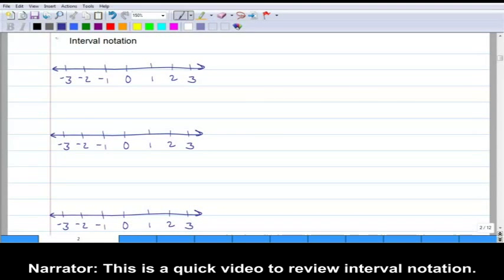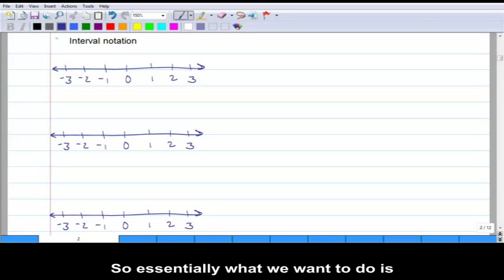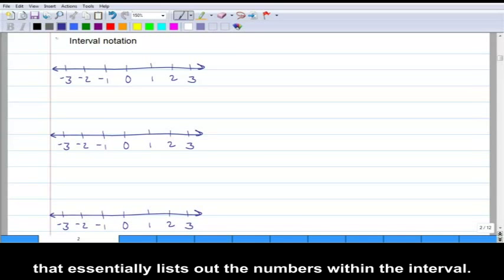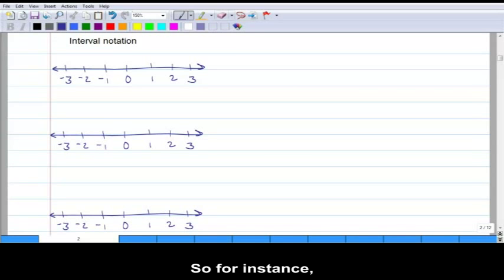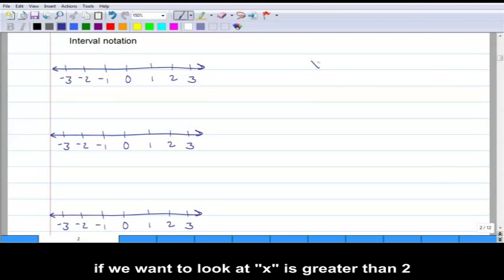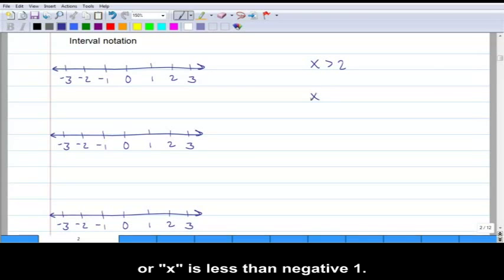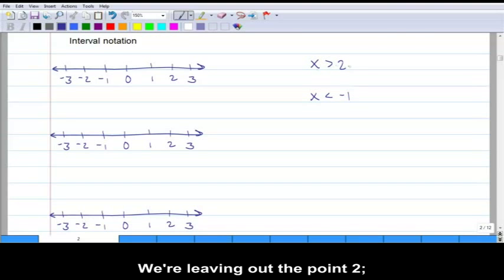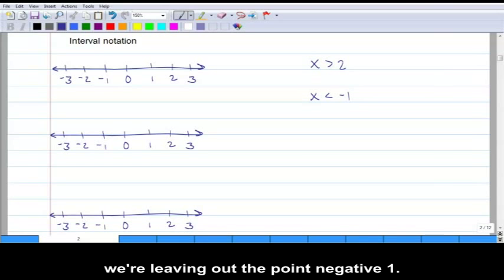This is a quick video to review interval notation. So essentially what we want to do is convert set notation to an interval that lists out the numbers within the interval. For instance, if we want to look at x is greater than 2 or x is less than -1, these are intervals that do not include a specific point. We're leaving out the point 2, we're leaving out the point -1.